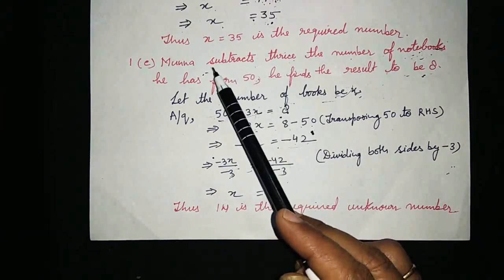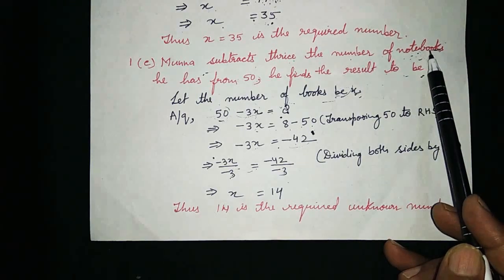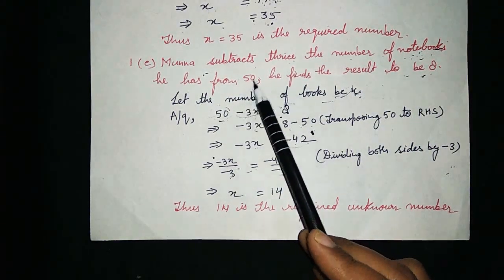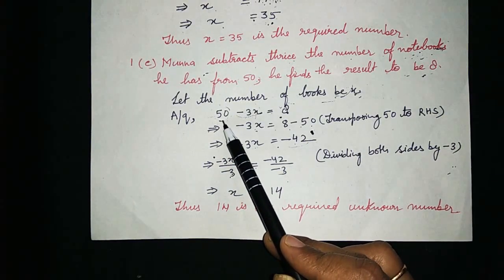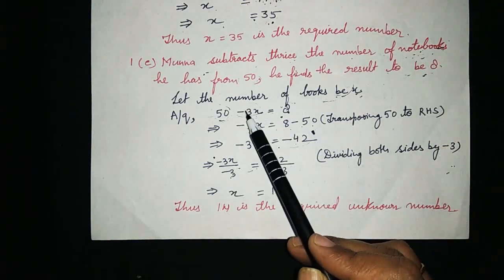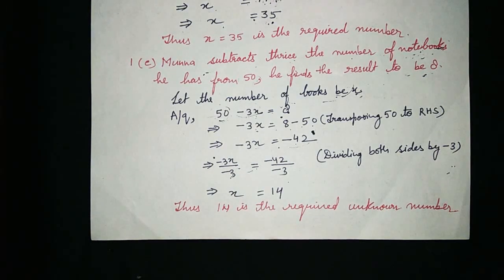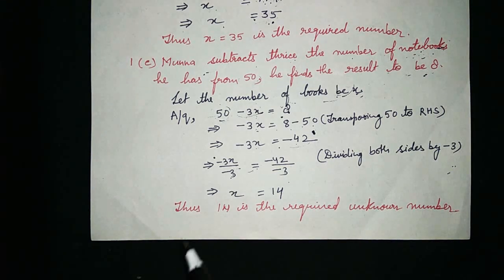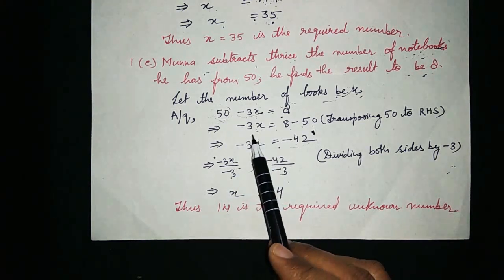Okay. Now see the question. Munna subtract thrice the number of notebooks he has from 50. So what we will write first in the equation? 50 minus 3, thrice the number of notebooks means 3 into X. 50 minus 3X is equals to 8 is coming down. Now minus 3X you will write as it is.